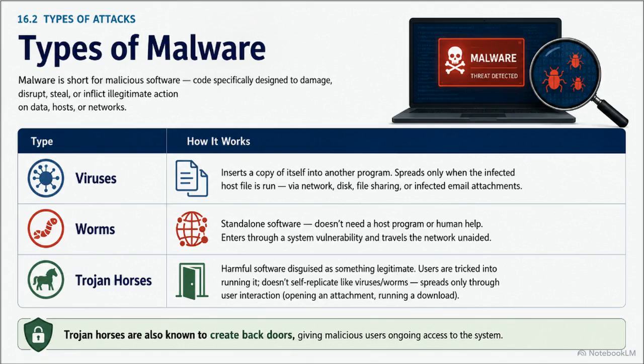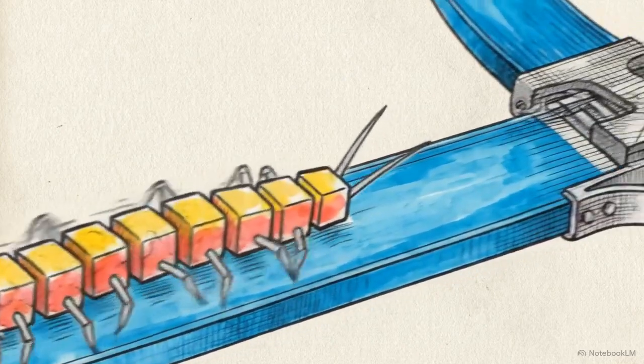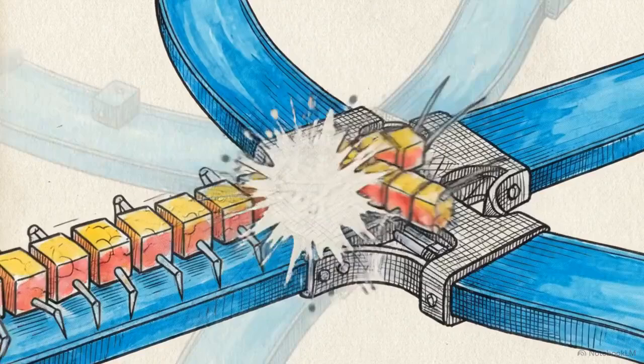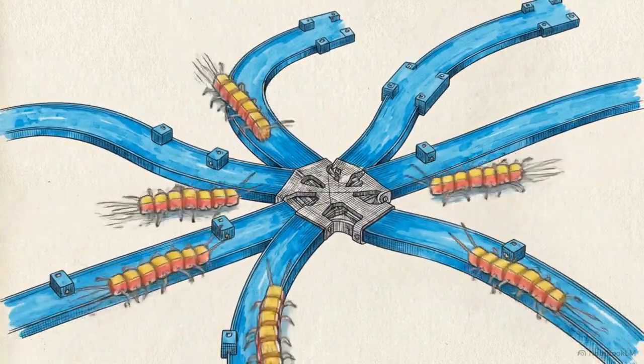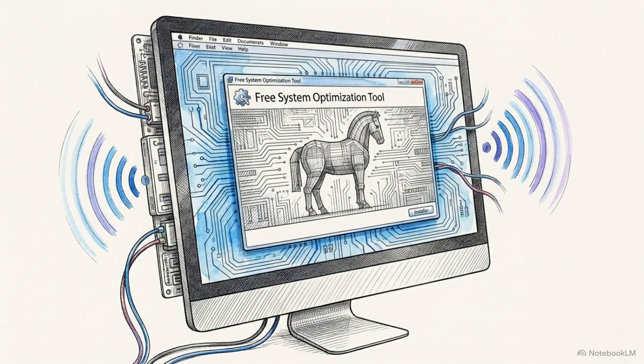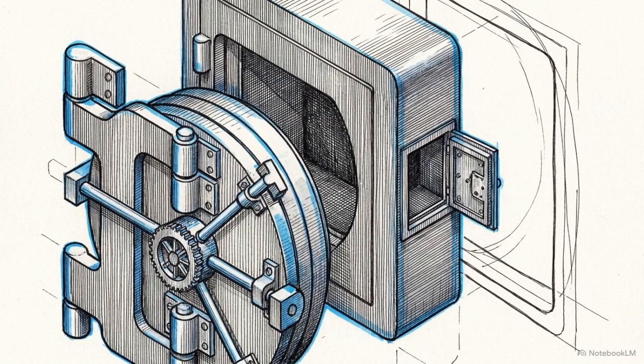This table defines the three main types of malware, categorized by how they travel. The first is a virus. A virus inserts a copy of itself into another program and relies entirely on human interaction, like a user executing an infected email attachment to spread. Worms, by contrast, are standalone software. They enter through a system vulnerability and travel the network unaided, multiplying as they go. Finally, Trojan horses are harmful software disguised as something legitimate. When users are tricked into downloading them, they open a persistent backdoor, giving ongoing access.